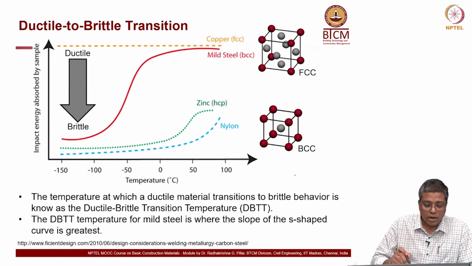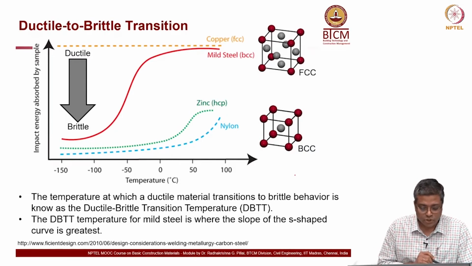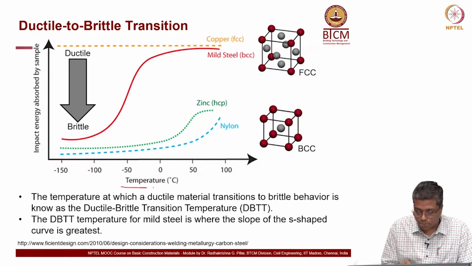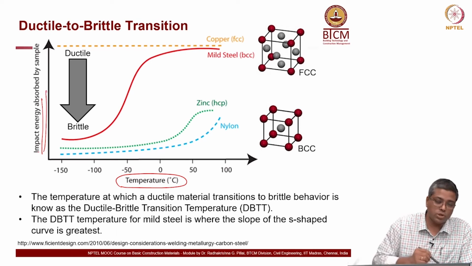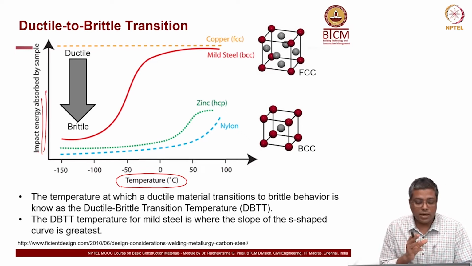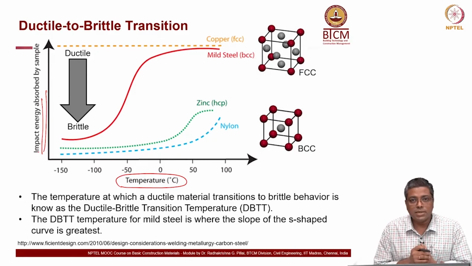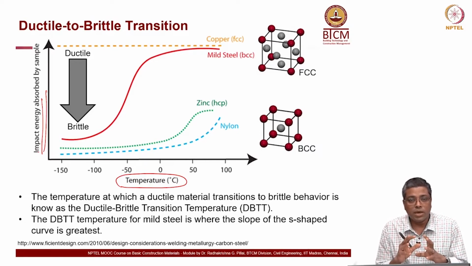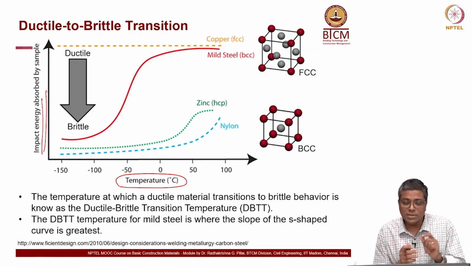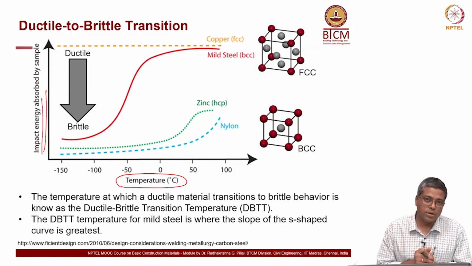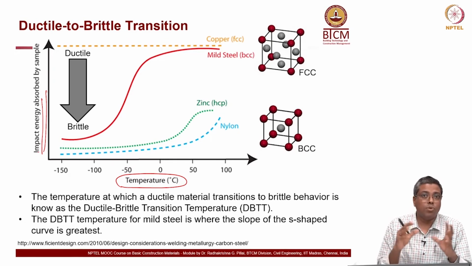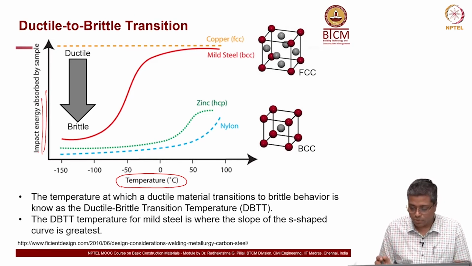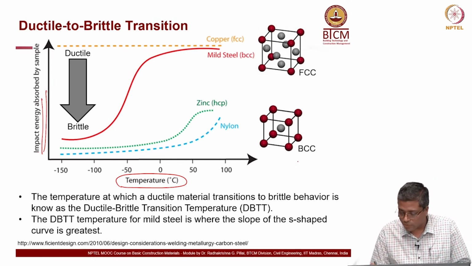Now, this is a graph which shows temperature here and then the impact energy absorbed. The reason we are looking at energy is that when something is behaving in a brittle manner, it takes less energy. If something is ductile, then it takes more energy. That is the concept. So, I am going to show you a small graph here, which I will delete later.